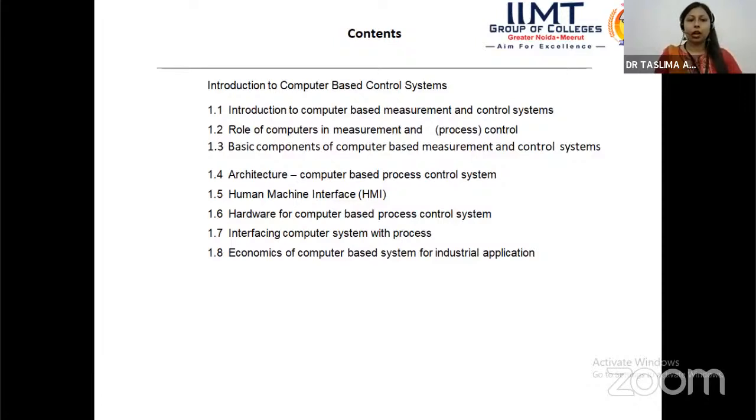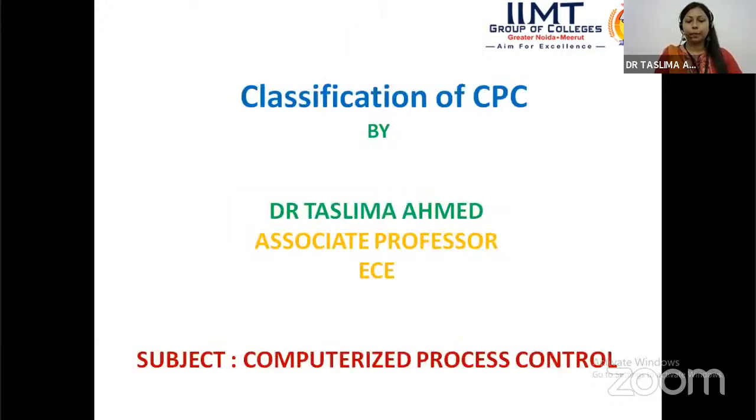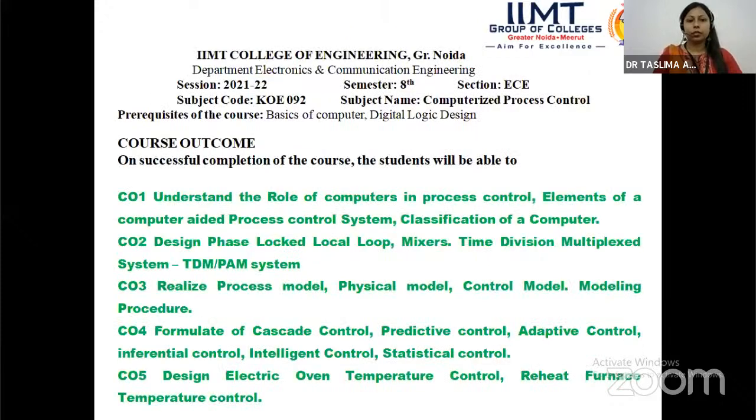After that, we will see the architecture of computerized process control, then the human machine interface. Firstly, here we see the different outcomes after studying this topic. The first outcome: understand the role of computers in process control, elements of computer-aided process control, and classification of computers. The second outcome is to design phase lock loop, different mixers, and time division multiplexed systems.